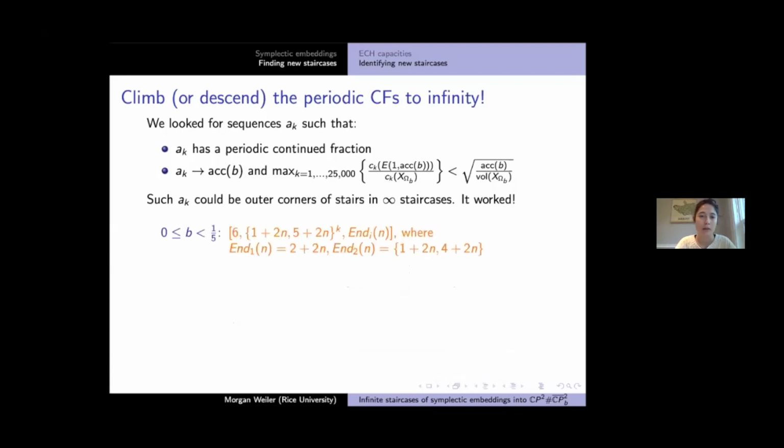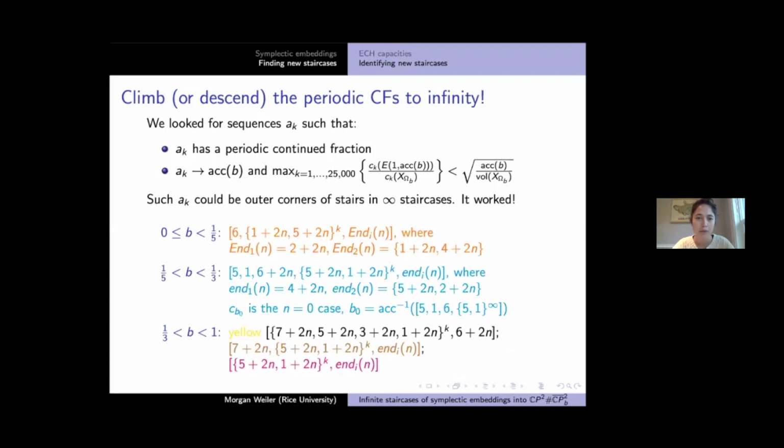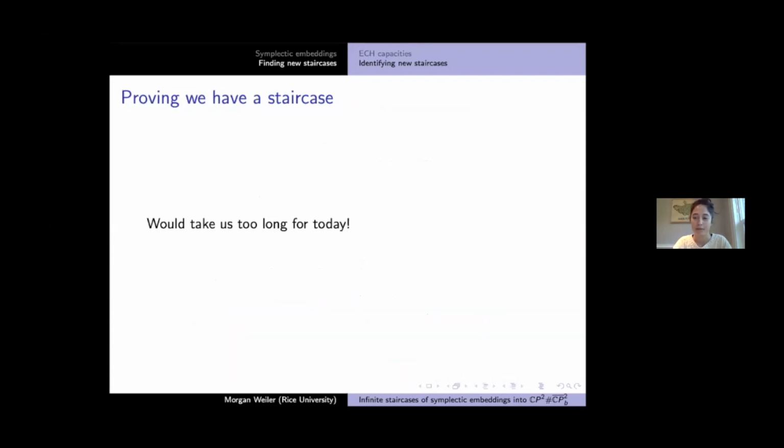And we found a bunch of A sub k's. These are color coded. For the orange stairs, these are the continued fractions. For the blue stairs, these are the continued fractions. And for the yellow and brown stairs, you can see the continued fractions. One final thing I'll point out is that for the yellow stairs, the continued fraction is 4 periodic. And I'm fairly certain that for all known infinite staircases, the continued fraction is 2 periodic at this point. So that is a new thing. I, for one, am not sure exactly how that generalizes, but I think it maybe will lead us to some interesting stuff. Okay, so the proof is too long for now.